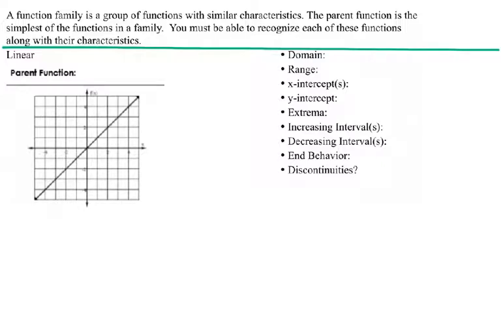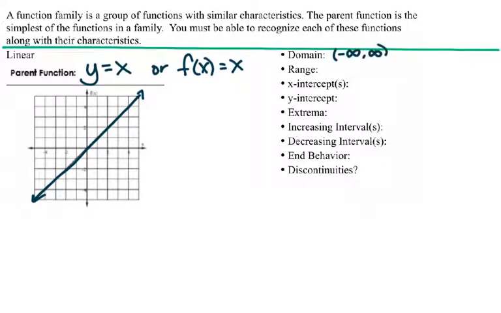So the first one we're going to talk about is the linear, because that's the first one you deal with. Alright, so a linear function looks like this. It would be y equals x, or f of x equals x. Remember, that's the same thing. It's going to be a straight line. When we talk about domain, that's all your x values. So we would say from negative infinity to positive infinity, because it goes left and right forever. Your range, that's all your y values. Once again, negative infinity to positive infinity, because it goes down and up forever.